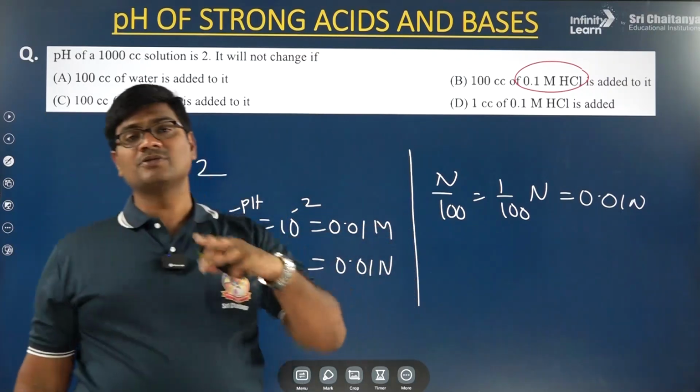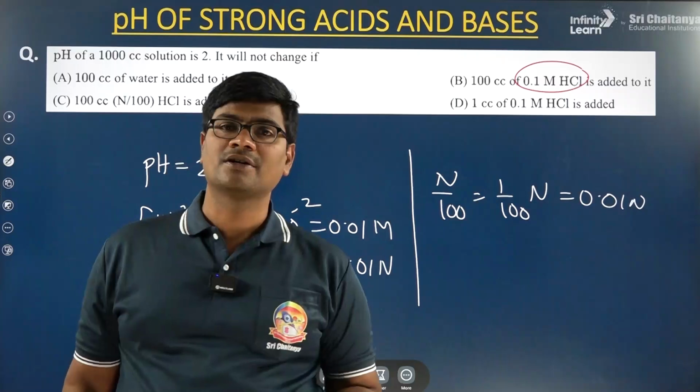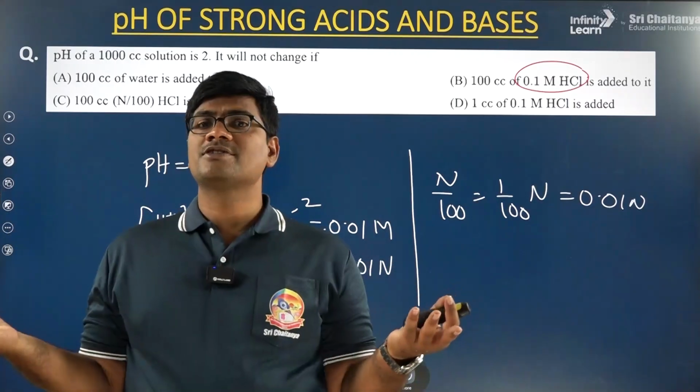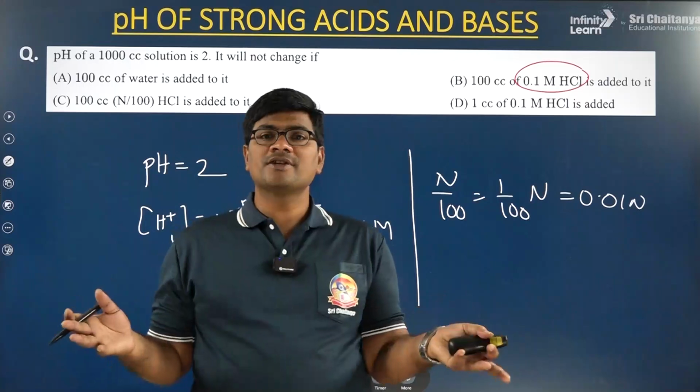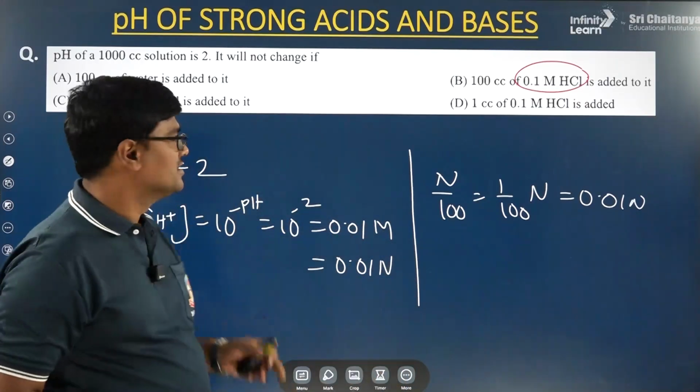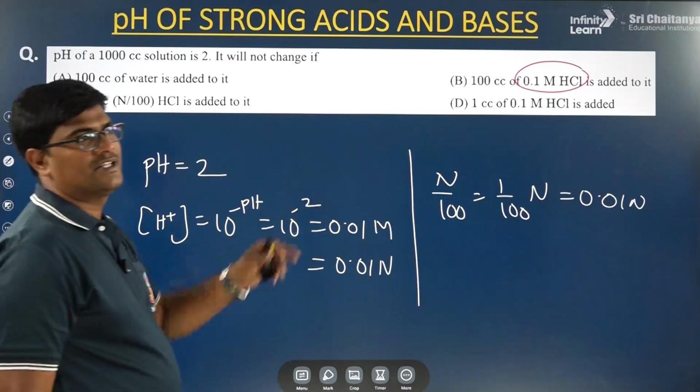That means to the 0.01 normal solution, if you add the same solution, 0.01 normal, there is no change in concentration. If there is no change in concentration, there is no change in pH. Therefore, option C is the suitable option. Let's go for option D also.